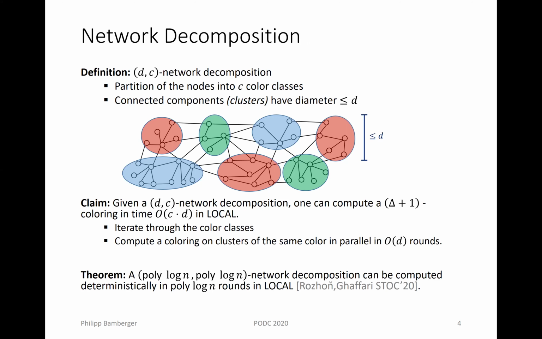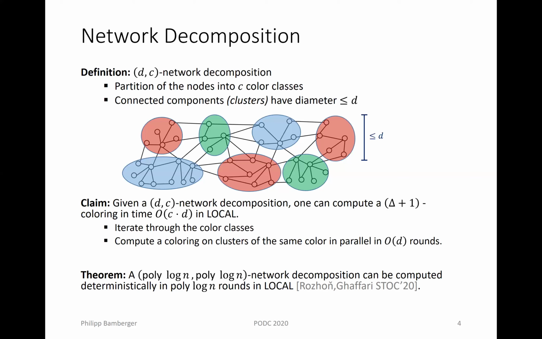At this year's talk, Rozhoň and Ghaffari presented an algorithm for network decomposition with diameter polylog n, using polylog n colors and taking polylog n rounds in the LOCAL model. By the above claim, this proved the existence of a polylogarithmic LOCAL algorithm for Delta+1 coloring.